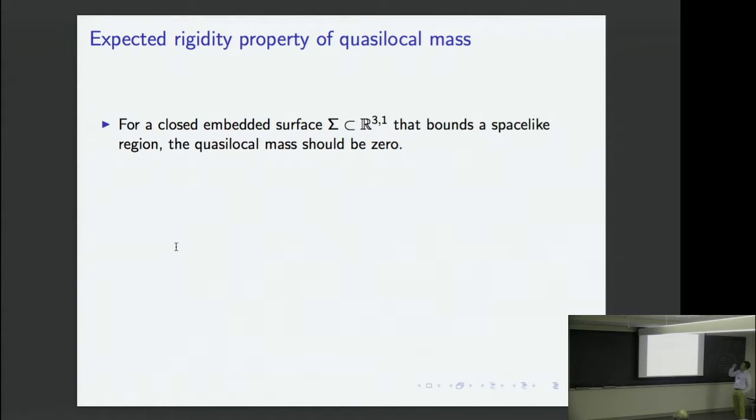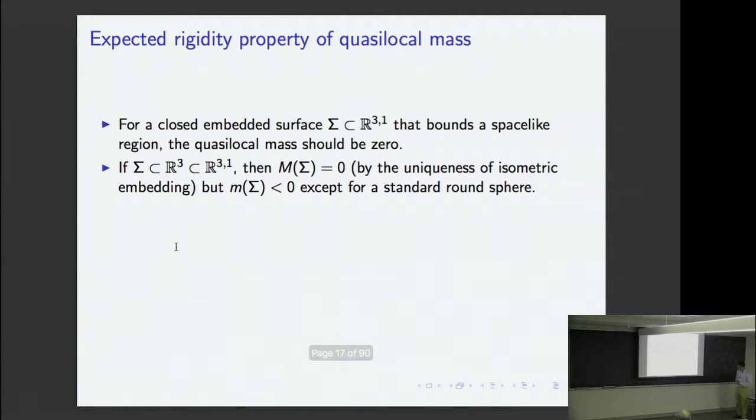One of the expected properties of quasi-local mass is the following. You consider a closed embedded surface in R3, in Minkowski space. Let's suppose it bounds a spacetime region. This is a configuration where there's no matter field and no gravitation, so you expect the quasi-local mass to be equal to 0. But if you take this criterion and test it on the previous two quasi-local mass definitions, there are these observations.